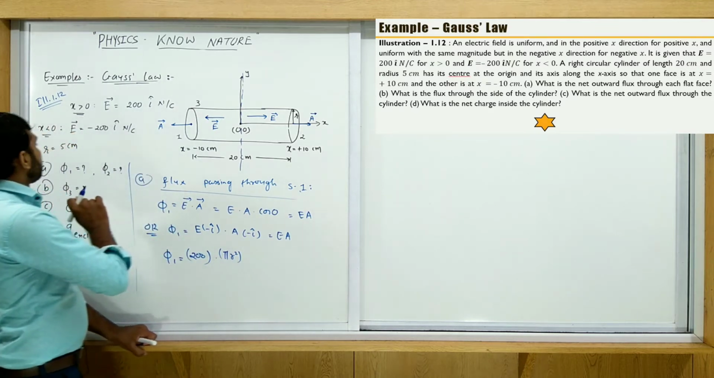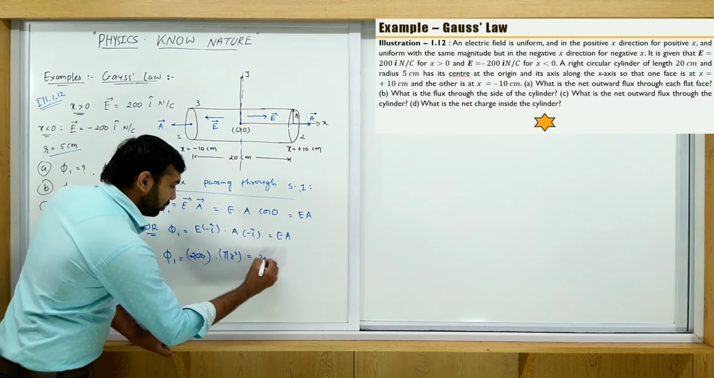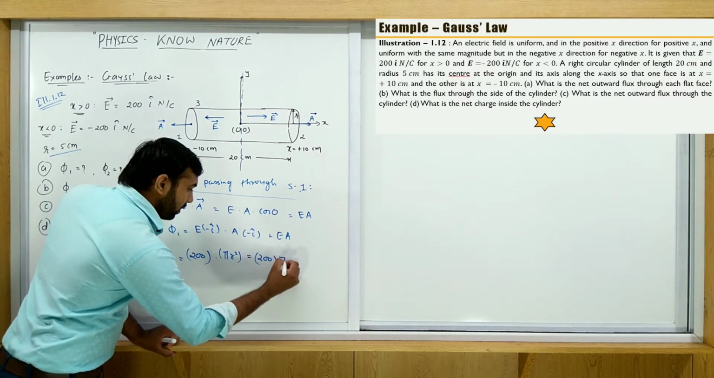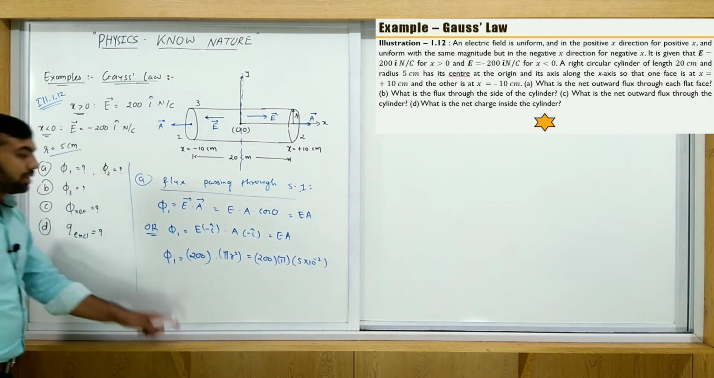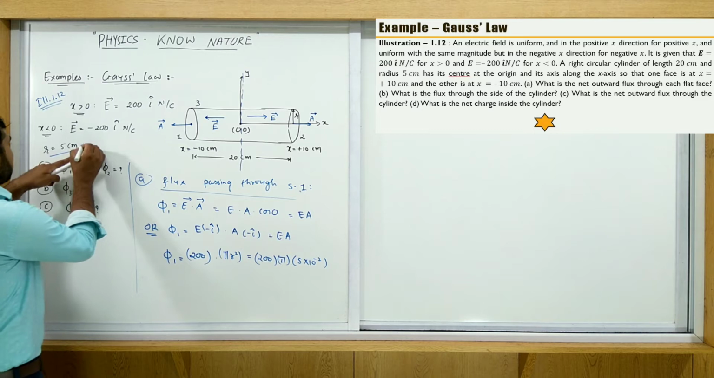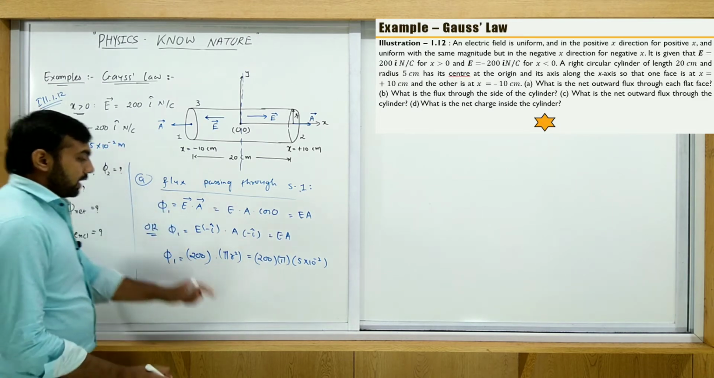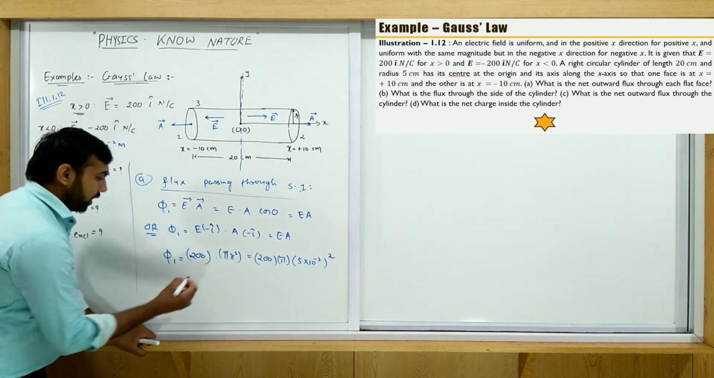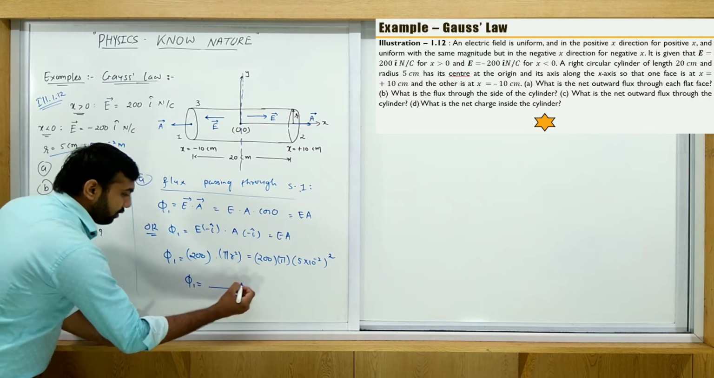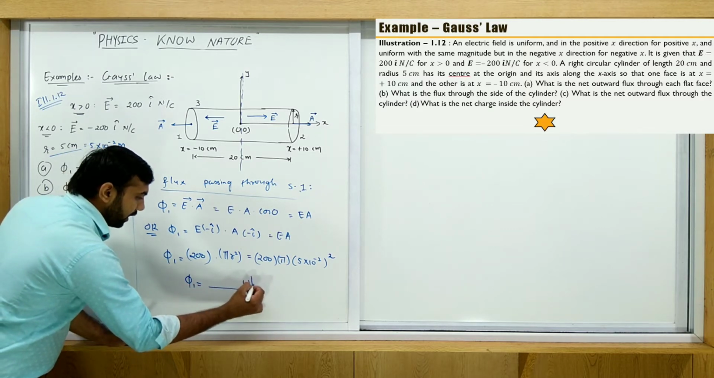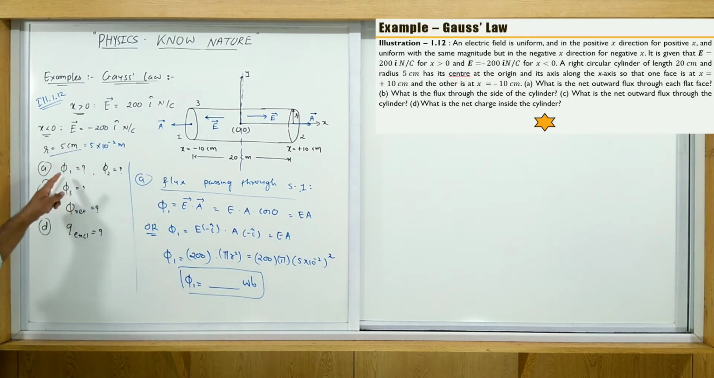R is given as how much? 5 centimeters. What is the answer? 200 into pi into r, 5 into 10 raised to minus 2 meter. You just write this data in meters, so it is equal to 5 into 10 raised to minus 2 meter, and square of this. Just calculate this answer, and you get this phi 1. So just find this phi 1 by yourself. Its answer is in Weber. So that's the flux linked with the first surface.